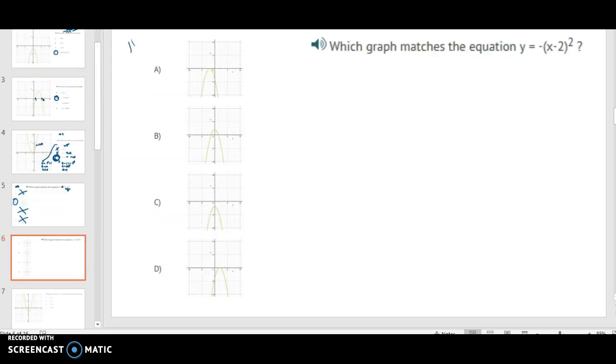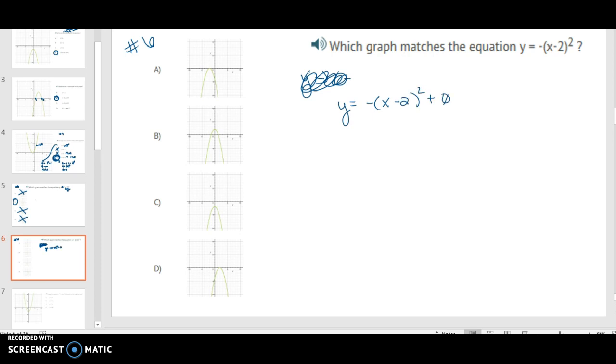Alrighty, number 6. Okay, this one is a little bit different. It's not in standard form, it's in vertex form. And I'm going to write it down here just because I can. Y equals negative x minus 2 squared. And I'm like, hold on, where's my k? Well, it's just plus 0, and I'll put that there.